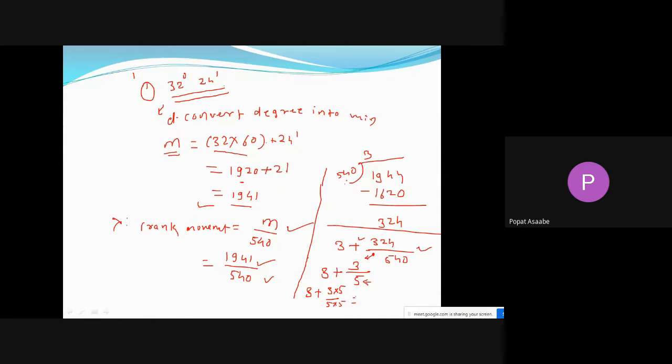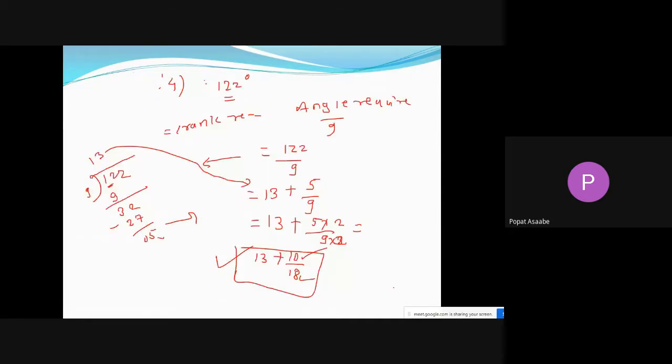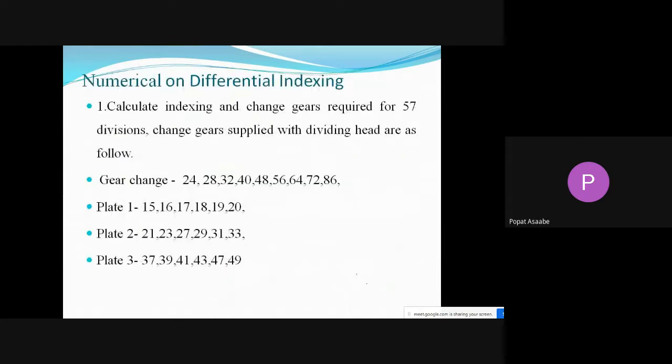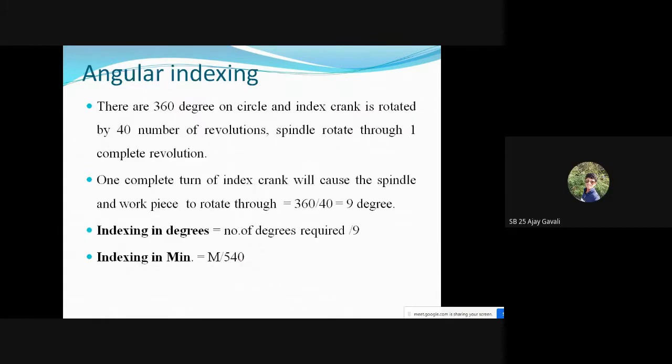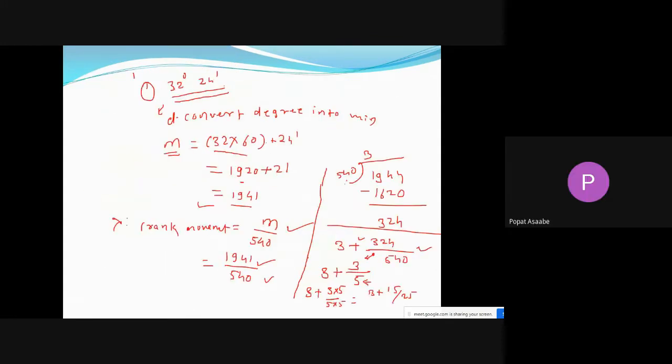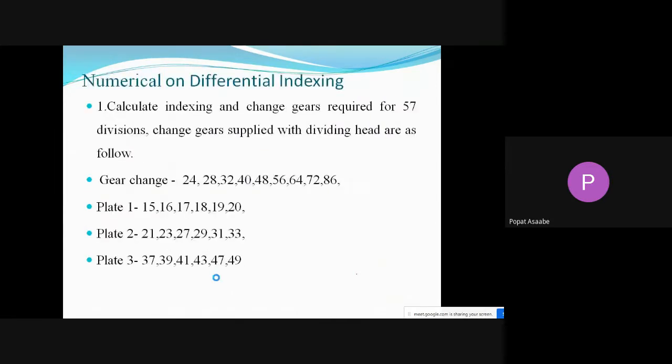3 plus 15 divided by 25. Please check whether the 25 number is available. No, it is not available. So in which number do we have to multiply it? 4. Then it will become 12 divided by 20. Just check whether the 20 number is available. 20 number is available in plate number 1.